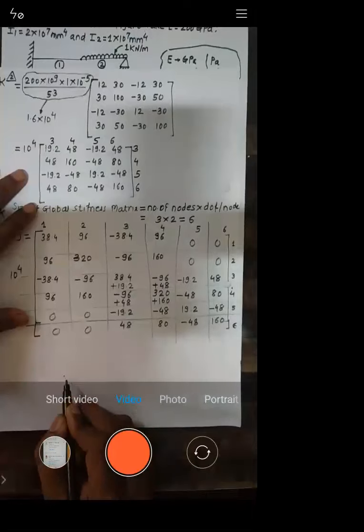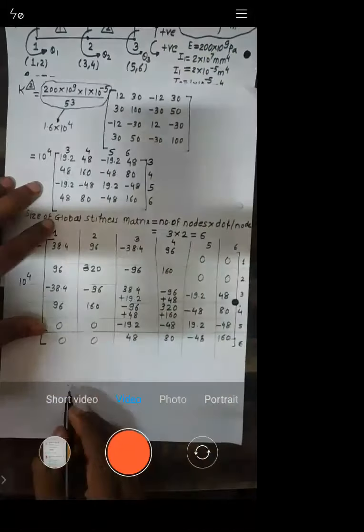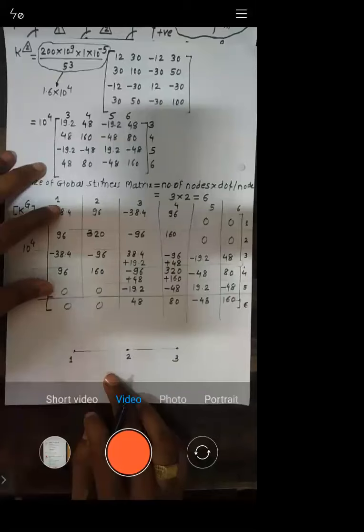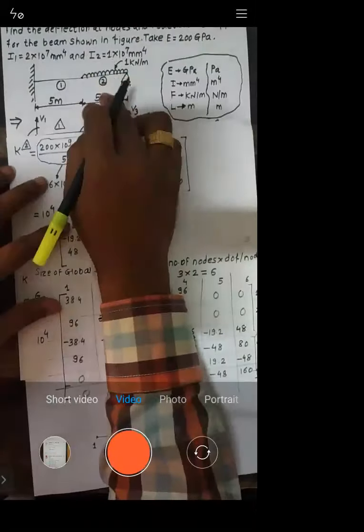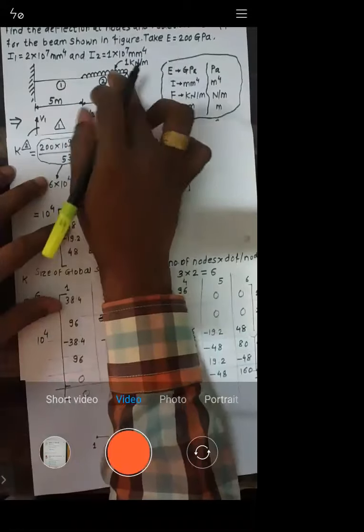See, this is node. I will draw the entire diagram. This is node 1, this is your node 2, and this is your node 3. Node 1, node 2, and node 3. You have a uniformly distributed load only on element number 2.